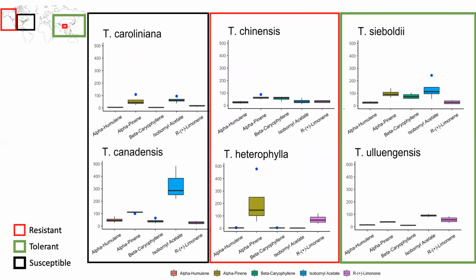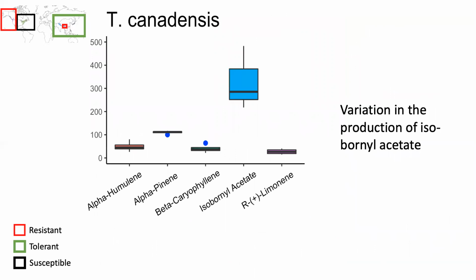Looking at the variation of terpenoid profiles between individuals per species, it is easy to see that the eastern hemlock and Carolina hemlock have different profiles for isobornyl acetate. One may also notice Seaboldii with a relatively high amount of isobornyl acetate production. Heterophylla also shows a variation in the amount of alpha-pinene production. What's interesting to note here is the eastern hemlock shows a high amount of isobornyl acetate production, as well as a large variation in this production.